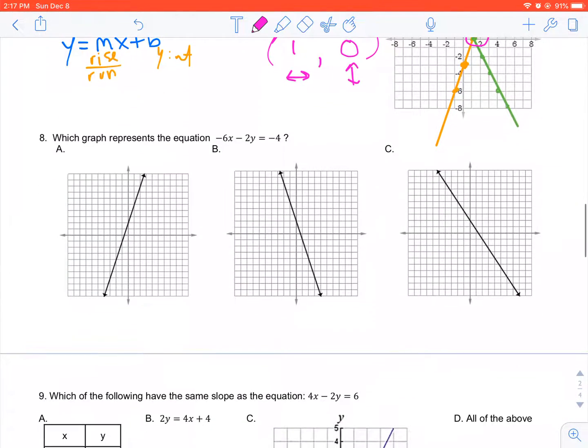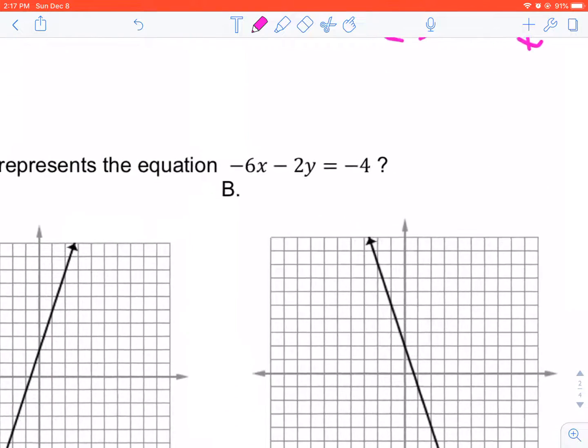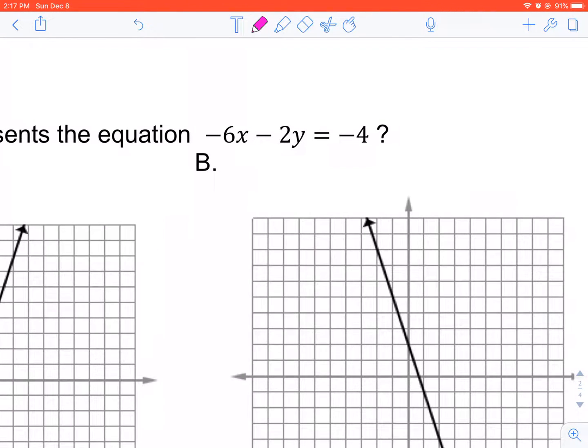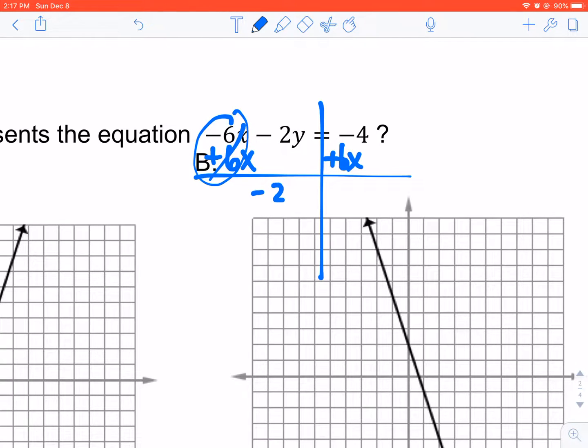Which graph represents the equation? You cannot type this in the way that it is because it is not in y equals. So we're going to do what we did before with our solving. I'm going to draw a line down the middle. First step is move your x's. The opposite of negative 6x is positive 6x. You want to move all of those x's. So we have negative 2y equals 6x minus 4. And then you're going to divide by negative 2.